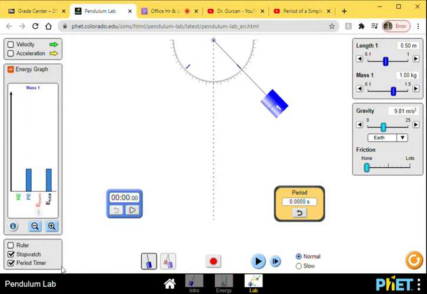I clicked on both period timer and stopwatch. You will be using the period timer. I want you to try yourself with the stopwatch to see your reaction time.